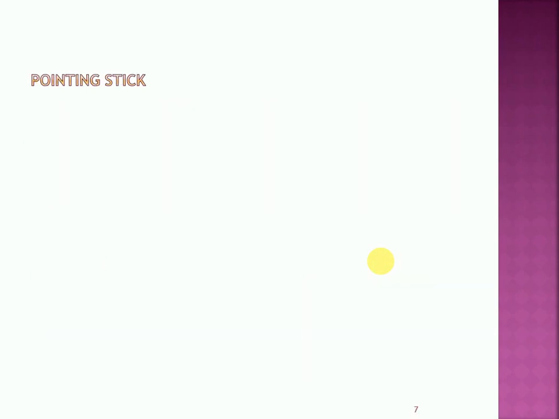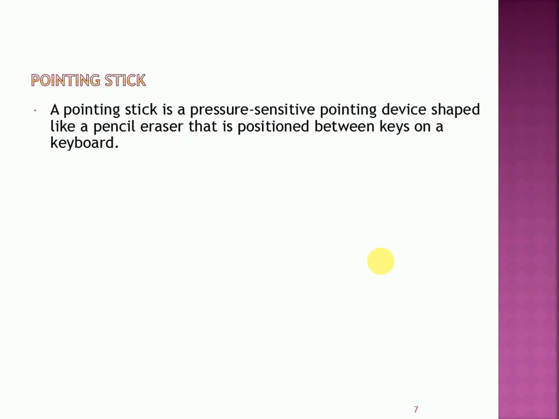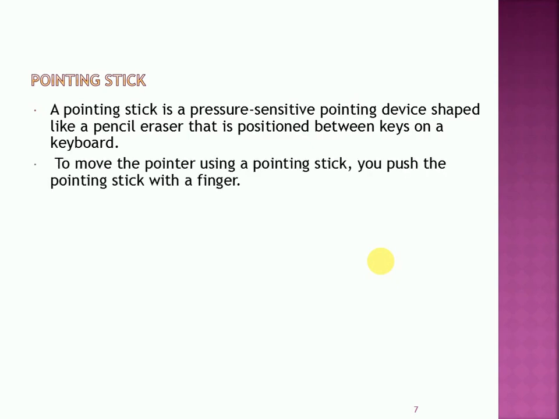Our next input device is a pointing stick. A pointing stick is a pressure-sensitive pointing device shaped like a pencil eraser that is positioned between keys on a keyboard. To move the pointer using a pointing stick, you push the pointing stick with a finger.